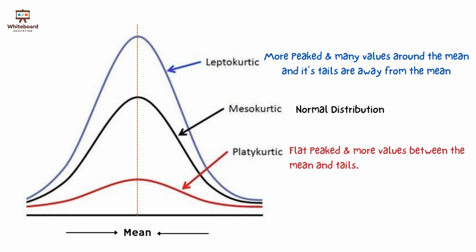You will learn about it in detail in grade 12. Anyways, a Platykurtic distribution, as you can see, is a flat peaked distribution and has more values that lie between the mean and the tails. Now, let's discuss each in detail.